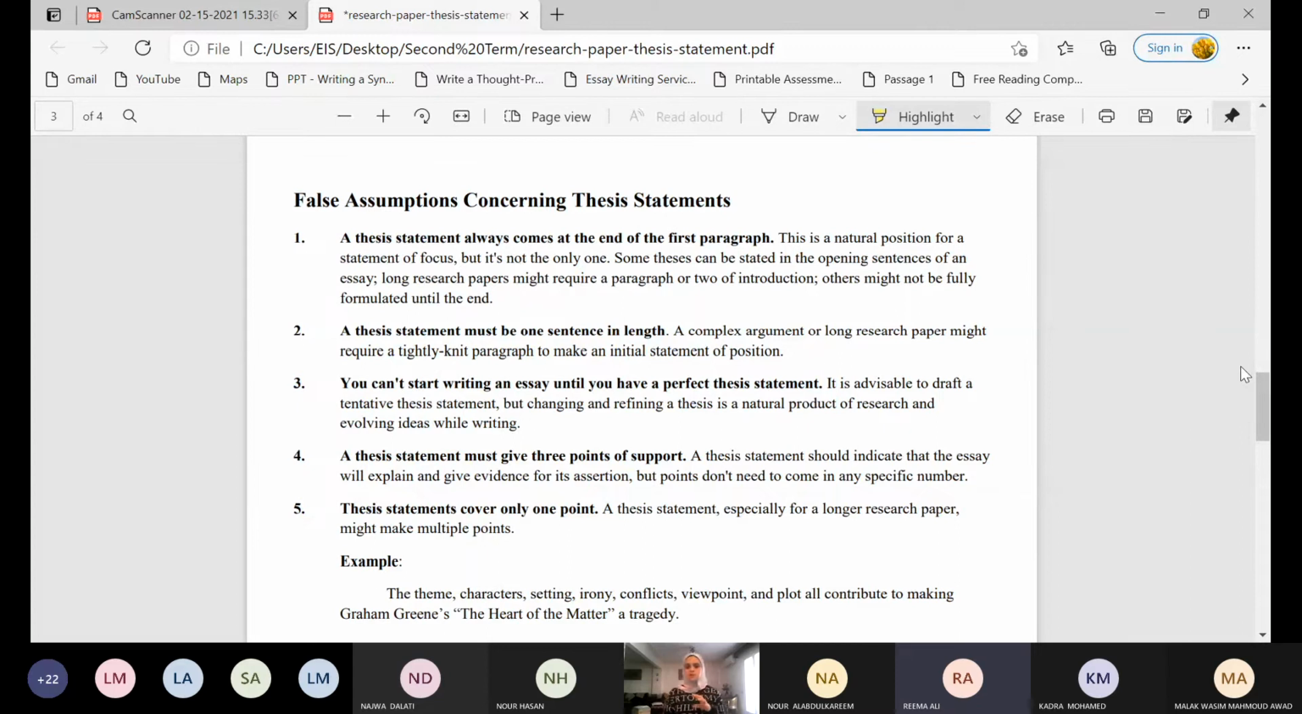Yes, so a thesis statement always comes at the end of the first paragraph. This is a natural position for a statement of focus, okay? But while we read, we find that sometimes the thesis statement comes in the middle of the introductory paragraph. So some theses can be stated in the opening sentence of the essay. It can come at the first sentence of the essay. Long research papers, like a research of 100 pages, might require a paragraph or two to write. Others may not be fully formulated until the end. You understand me, dear?